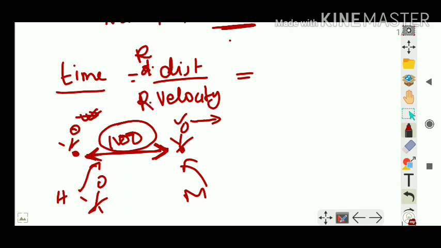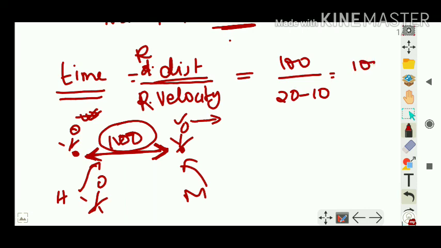So if you are asked what is the time at which the thief will be caught, I can just write relative distance between police and thief, which is 100 meter. What is the relative velocity? I just told you when both of the objects are moving in the same direction, I will subtract the velocities. That is 20 minus 10, that is 10 meter per second. So 100 by 10, that is 10 seconds. That is the shortest trick.